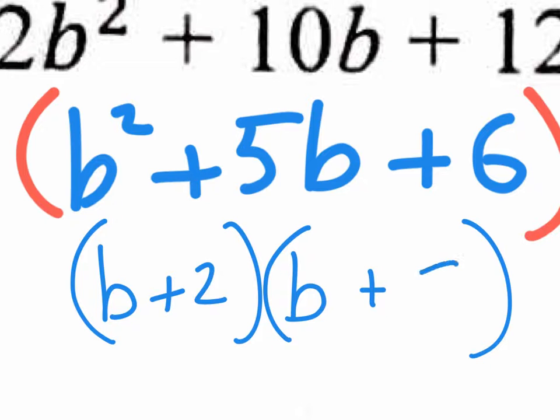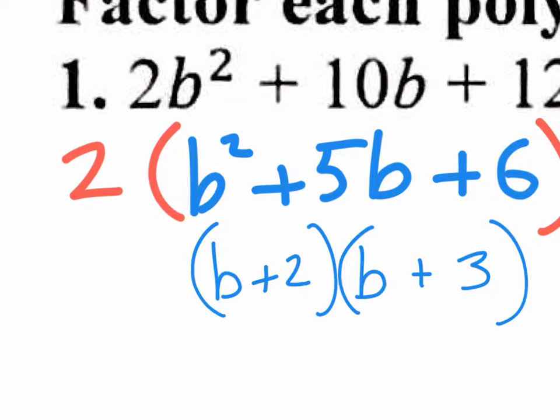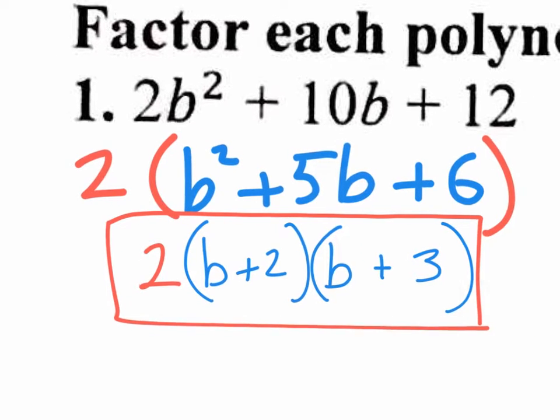2 and 3. And now let's not forget about the outside value, which is just 2 times, so just put that down. And this is the completely factored form. That's it, we're done. That's your answer.